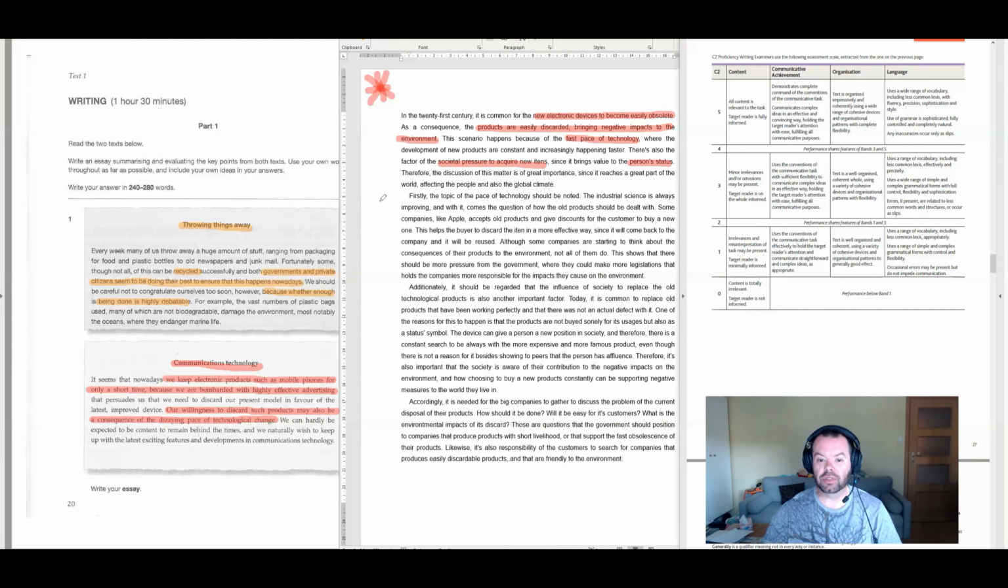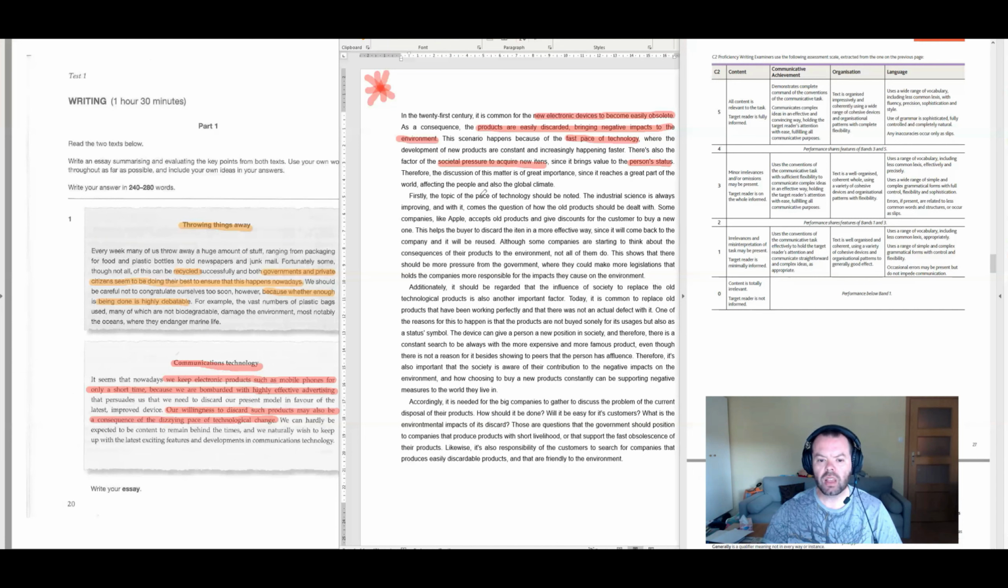Firstly, the topic of the pace of technology should be noted. The industrial science is always improving, and with it comes the question of how old products should be dealt with. Some companies, like Apple, accept old products and give discounts for the customer to buy a new one. This helps the buyer to discard the item in a more effective way, since it will come back to the company and it will be reused. Although some companies are starting to think about the consequences of their products to the environment, not all of them do. This shows that there should be more pressure from the government, where they could make more legislations that holds the companies more responsible for the impacts they cause on the environment.